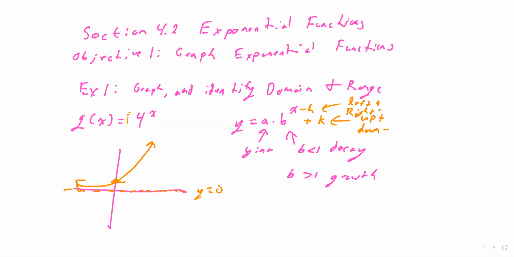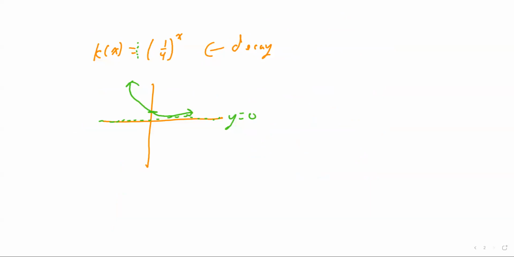Okay, so that's what a decay is. So we have a growth, from left to right goes up. And then a decay. Well, the y is still at 1. It still crosses at 1. It just is going to be high to low. All righty, let's see what else we got.